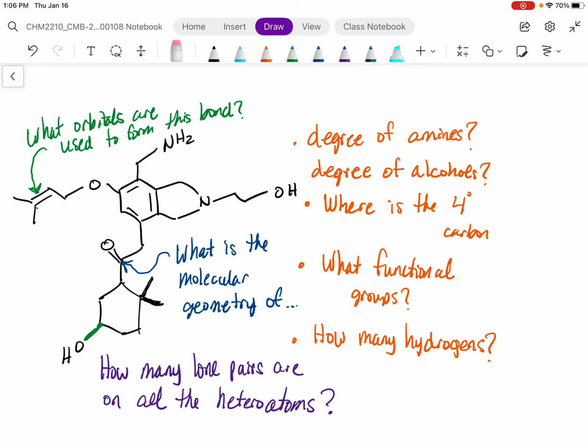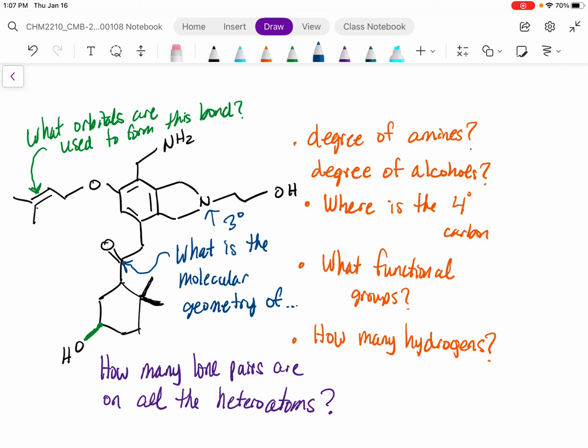The degree of the amines. Well, in order to answer that question, we need to first be able to find them, right? So here's an amine right there. What degree is that amine? That's a tertiary, because there's 3 carbons directly attached to it.